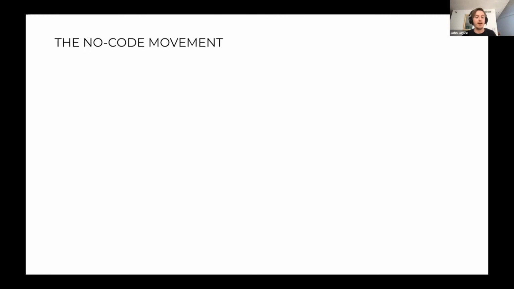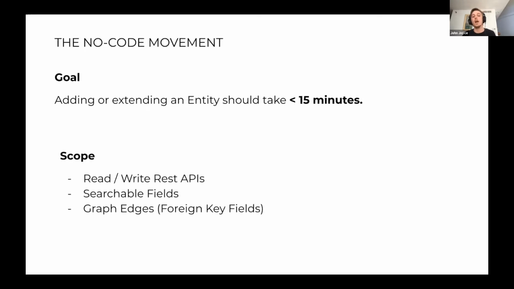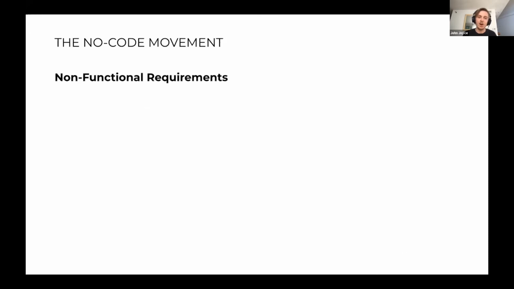We started to think about how we can make the process of adding an entity much simpler. And specifically, we started to rally around this goal that it should take no more than 15 minutes to add or extend a DataHub entity at the backend GMS layer. And what we wanted to be in scope are the ability to read and write the new entity using a REST API, the ability to define searchable fields that are indexed in the search index, and to define outward graph edges coming from that entity, so foreign key relationships. And this is quite ambitious, we thought, but we tried it. We had some non-functional requirements we wanted to make sure were present in the solution.